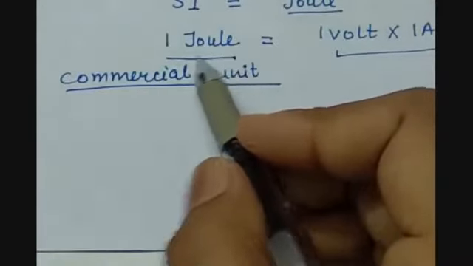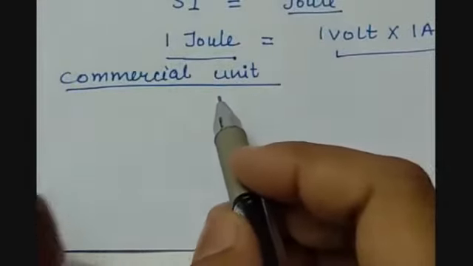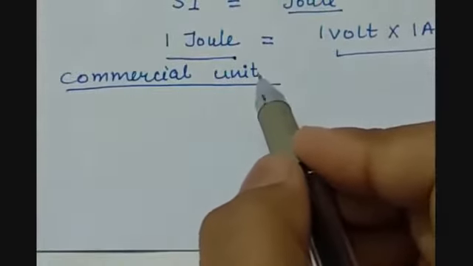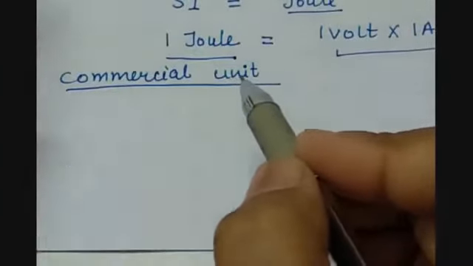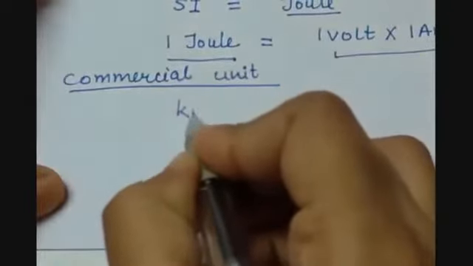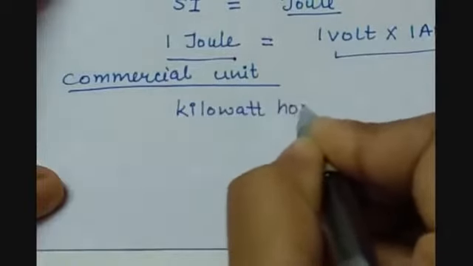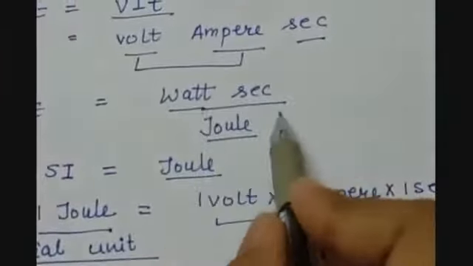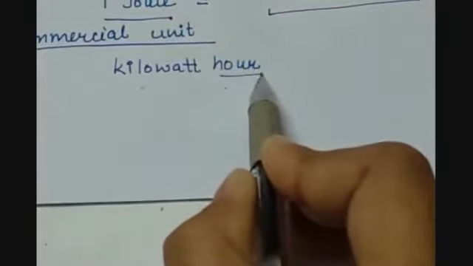So, for commercial purposes, where a large amount of energy is used, a bigger unit called kilowatt hour is used. We were having watt second; now we are having kilowatt hour. So this is the commercial unit of electrical energy.